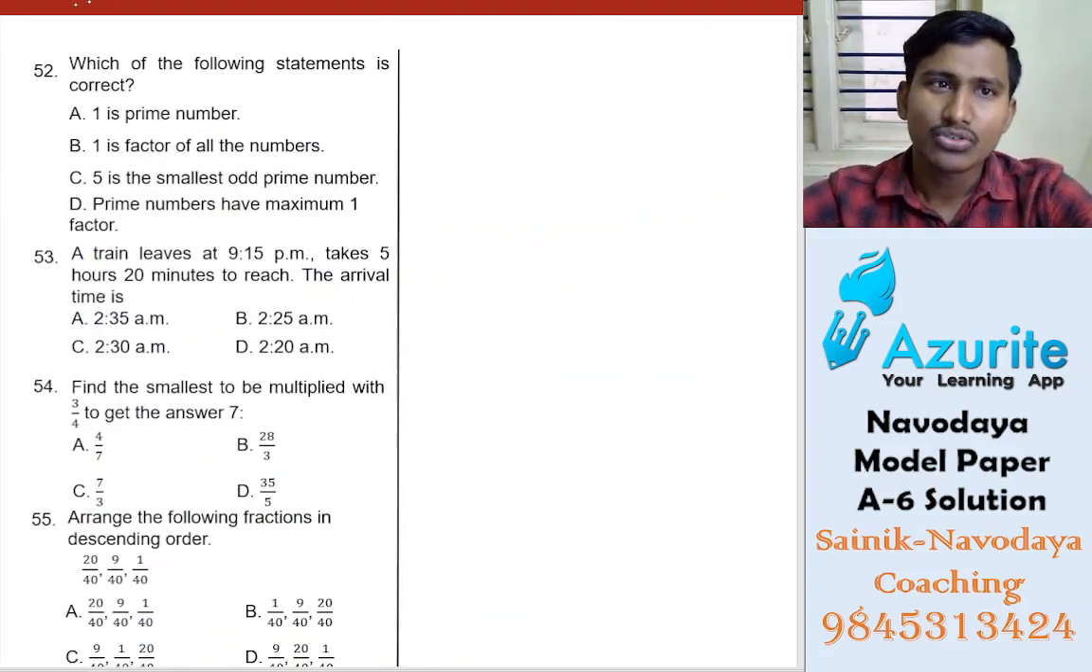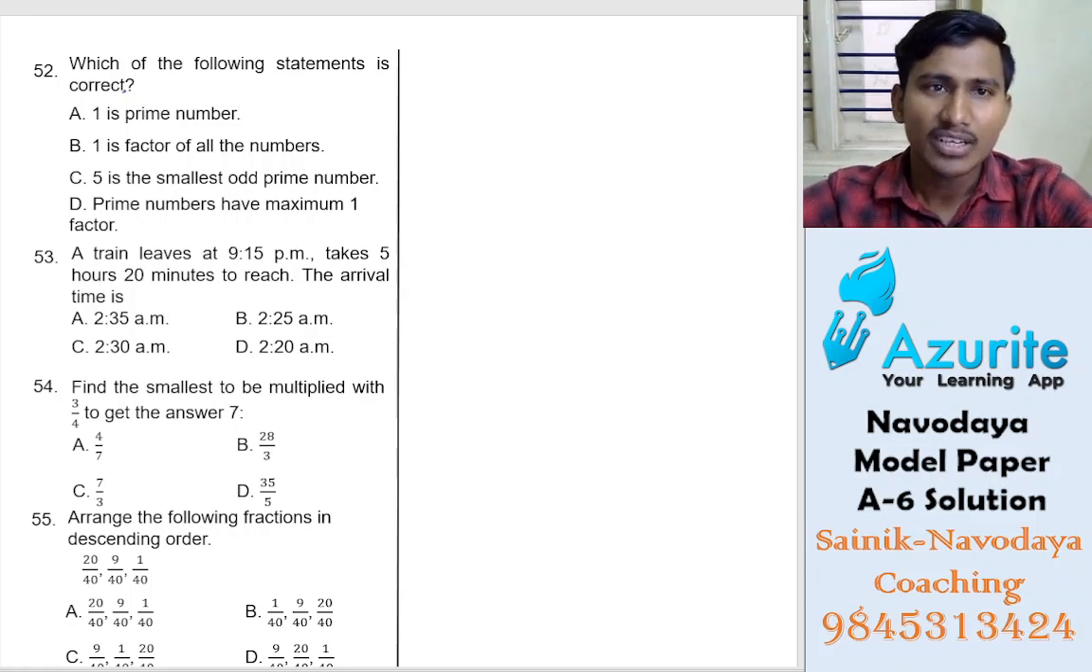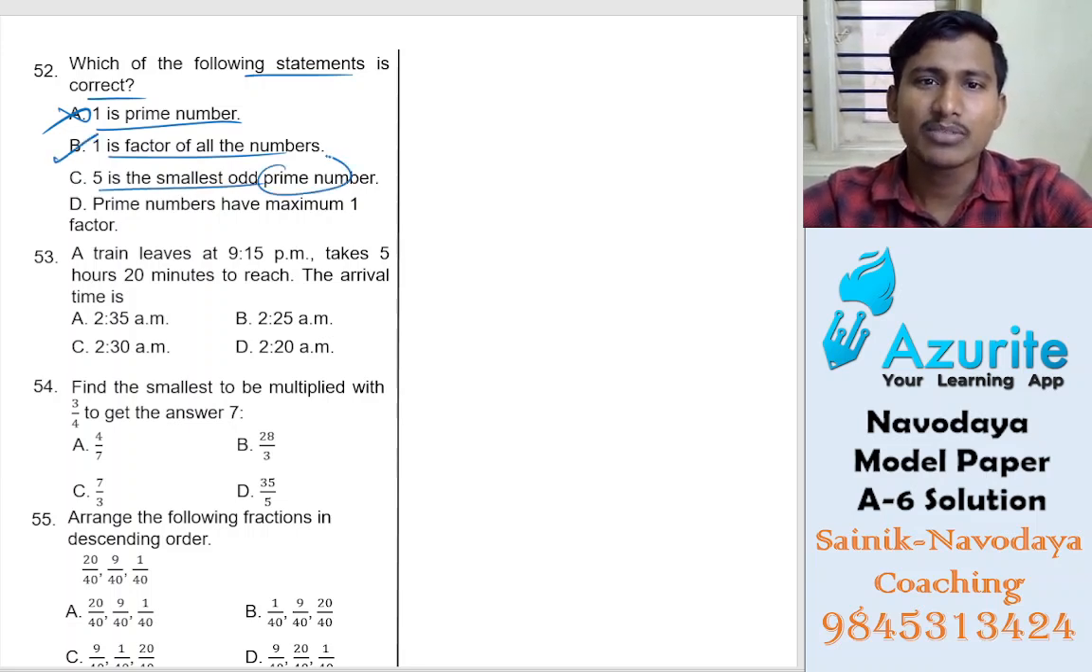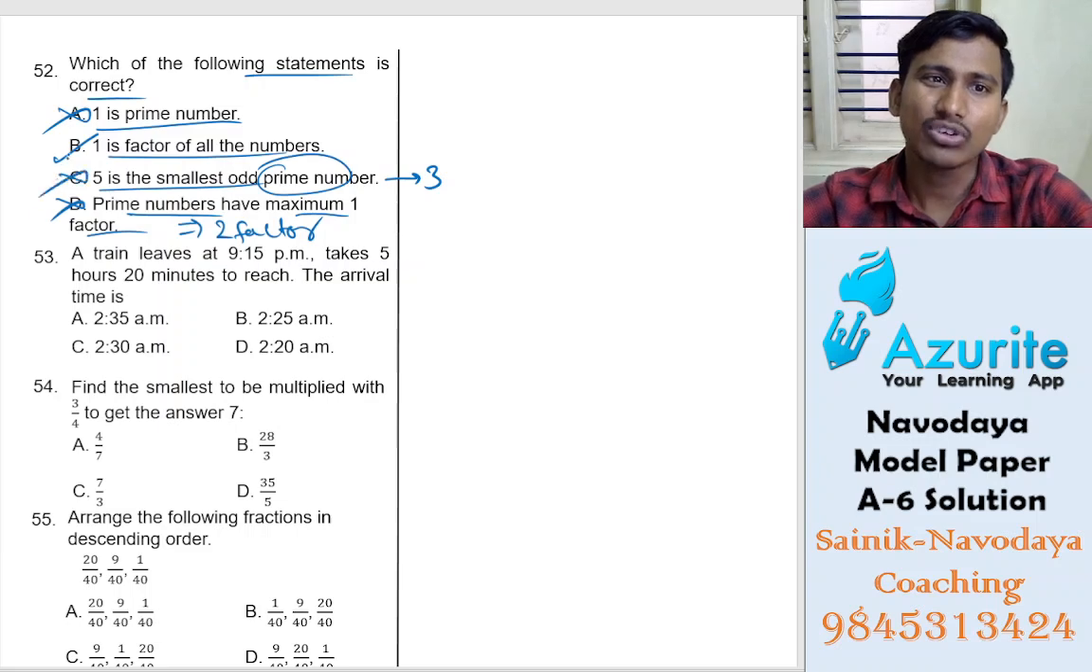Okay. So 52 is very easy. Which of the following statements is correct? 1 is prime number. No, 1 is not prime. 1 is factor of all the numbers. Yes, it is correct. 5 is smallest odd prime number. No, smallest odd prime number is 3. Prime numbers have maximum of 1 factor. No, they have 2 factors. So this is also wrong. Only B is correct. 1 is factor of all the numbers.